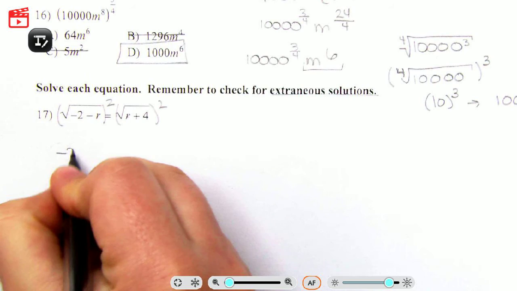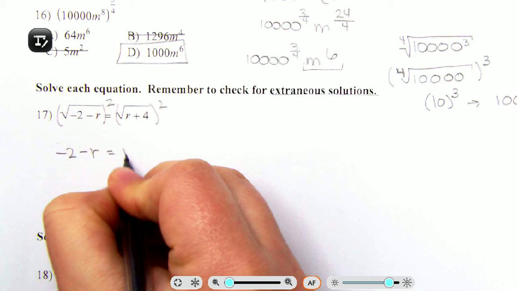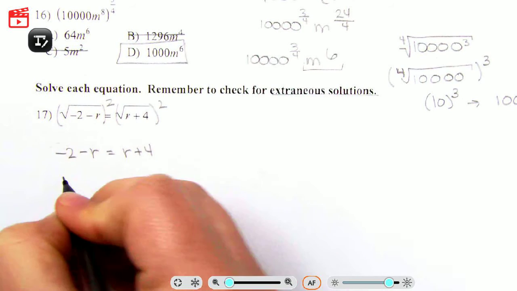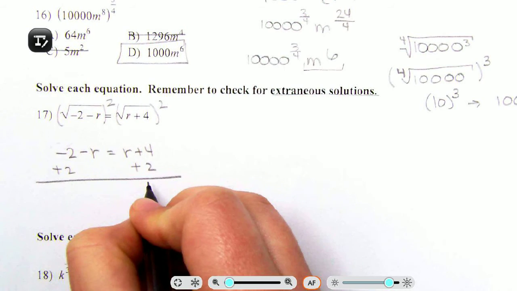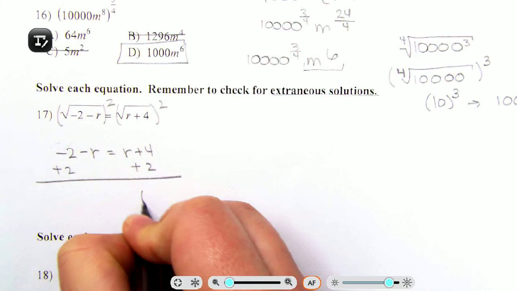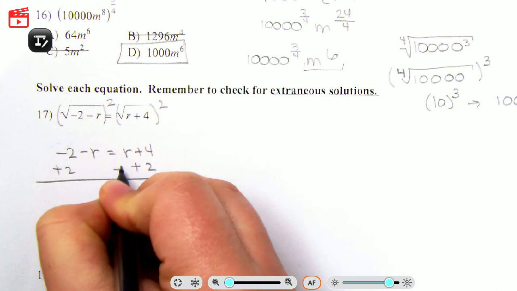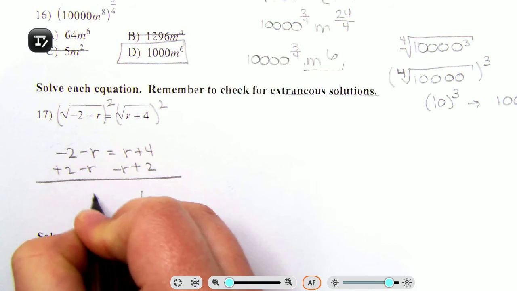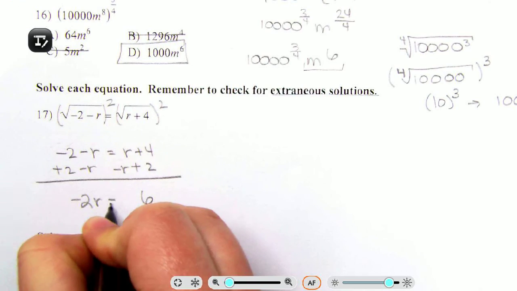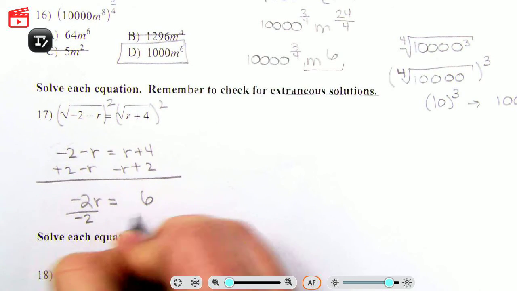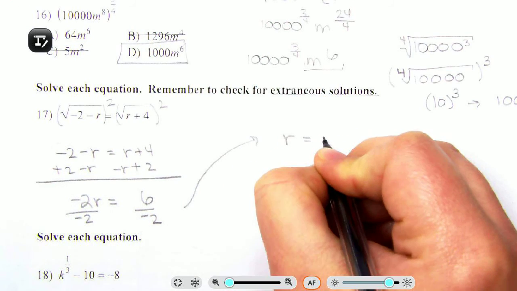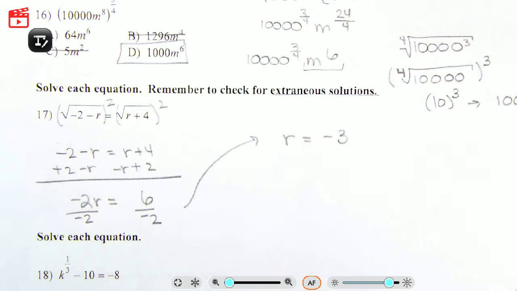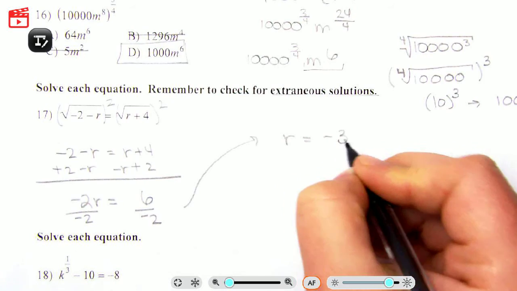So we have -2 minus r is equal to r plus 4. Let's see here. I'm going to add 2 to both sides. So I have, what is this, 6? I'm going to subtract r from both sides. Then I have -2r is equal to 6, divided by -2, divided by -2. r is then equal to -3.